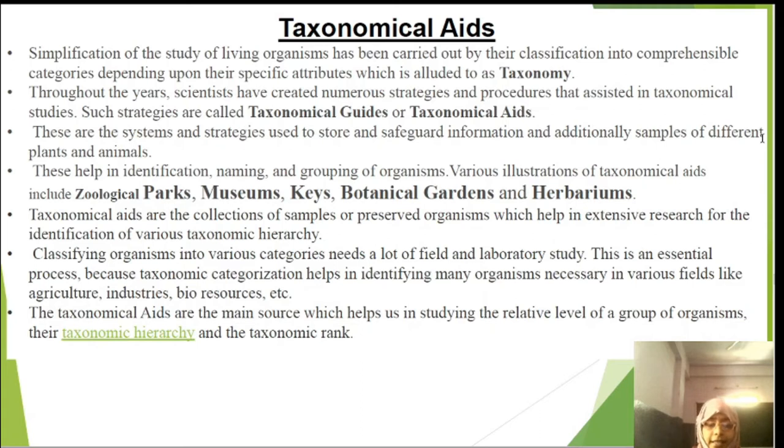Next, taxonomical aids are the main source which helps us in studying the relative level of a group of organisms, the taxonomic hierarchy and the taxonomic rank. What does that mean? It helps us know at which level of organization your plant or animal stands in the taxonomic hierarchy. If it is a 10 number box, where is your plant standing? Is it 1, 10, 9 or 5? Through these books and taxonomical aids, we can identify the categories through which we can learn more about our plants or animals.